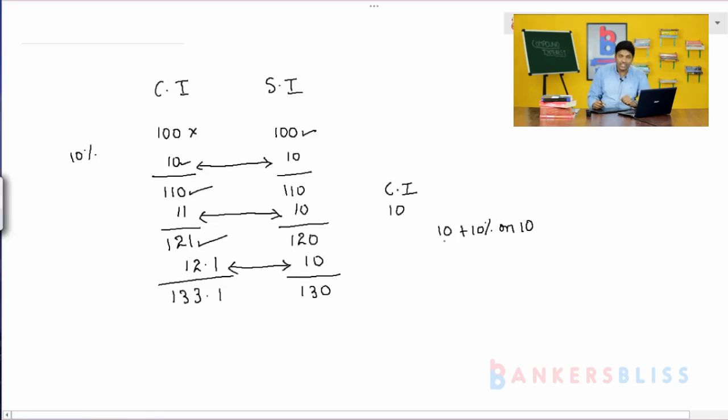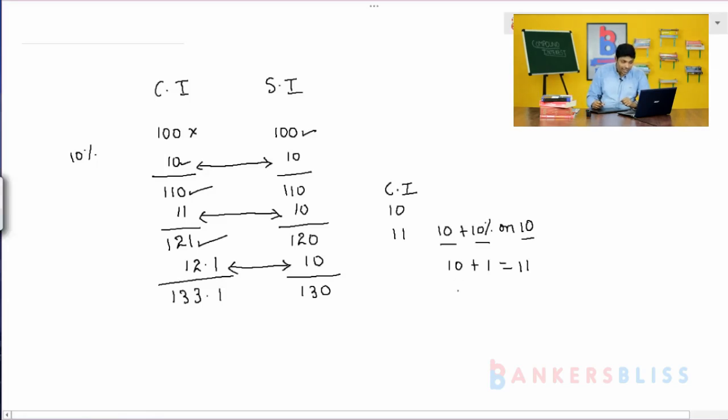10 rupees is the interest we are going to get in the second year, along with that 10% on rupees 10, that is the previous year's interest. So 10 plus 10% on 10, that is 1. So altogether we are going to get rupees 11. See, the second year interest is 11.